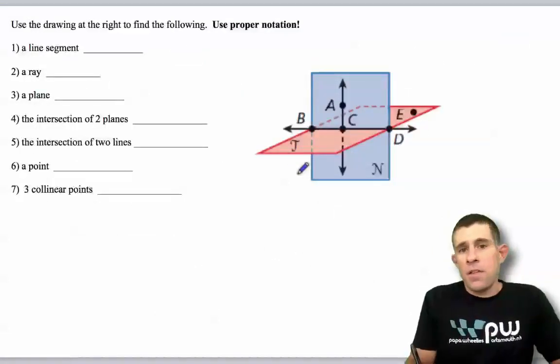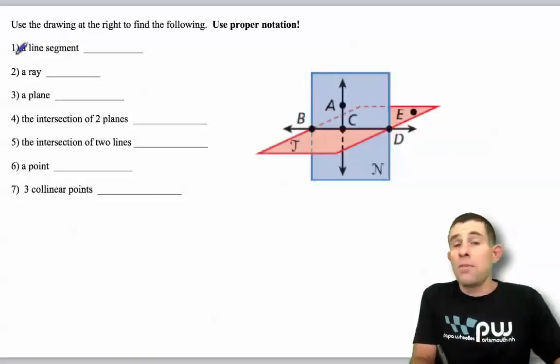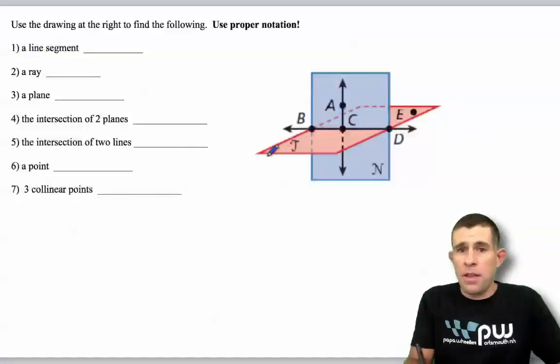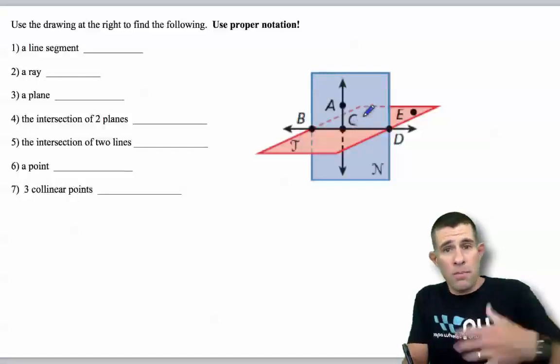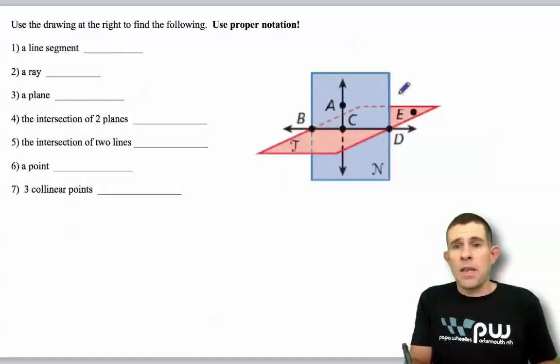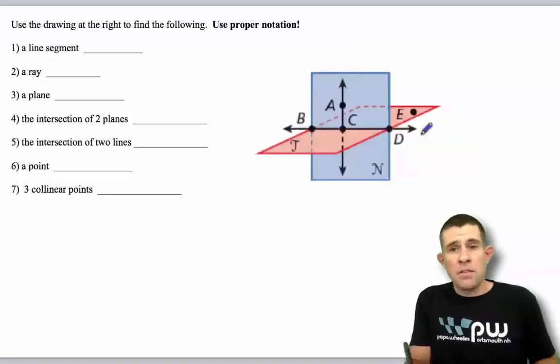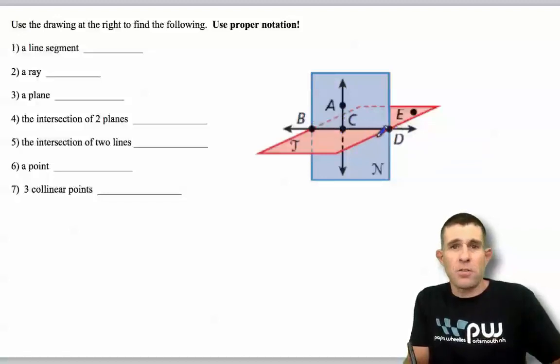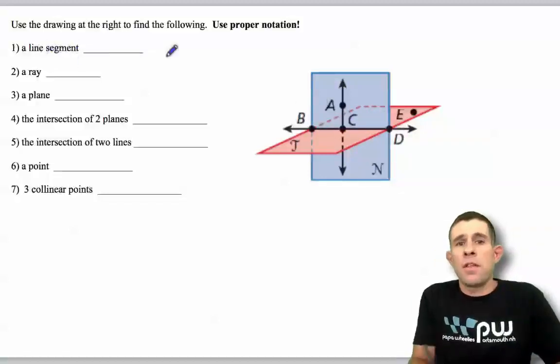All right, in our final example for today, we're going to take a look at this drawing, and we are going to use our proper notation to note one of each of the following. So if I take a look at this, I see that I have this plane T that's coming out of the screen at me, and then plane N going up and down. I have line AC on plane N. It looks like BC is passing through both of those planes, and it's the intersection of those 2 planes. So let's denote a line segment.